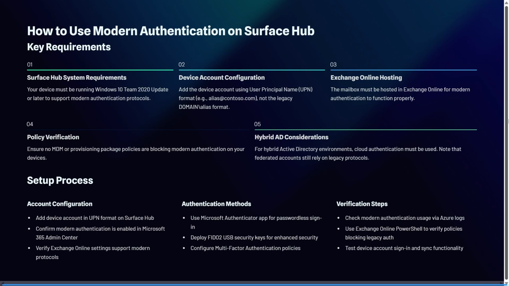So you want to use modern authentication on Surface Hub. So here are some key requirements. First of all, your device must be running Windows 10 Team 2020 update or later to support the modern authentication protocols. Add the device account using your user principal name, that's your UPN, and the format goes as such.